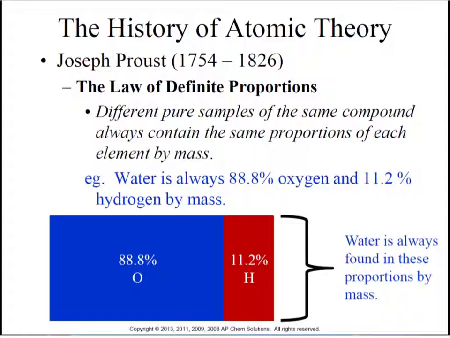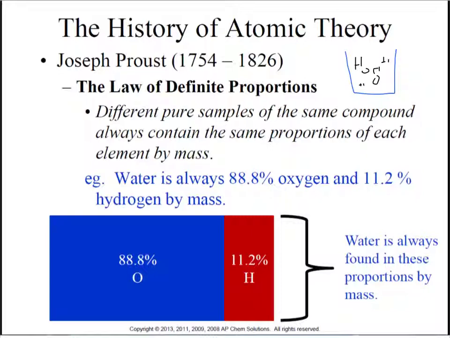So prior to Proust, they knew that there was hydrogen and that there was oxygen in water, but what they would have thought was if you had a cup of water, there would be some hydrogens and some oxygens in there, and it was kind of just a random mix, and that's what made up water. So they were all floating around together.